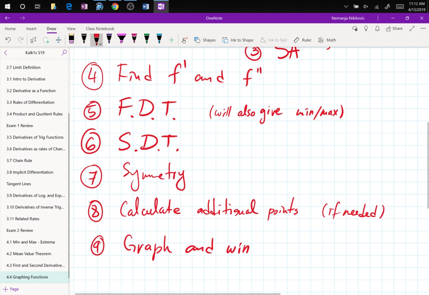So let's take a look at an example of this, right? We'll take something that's nice and user-friendly, like a polynomial, let's say.